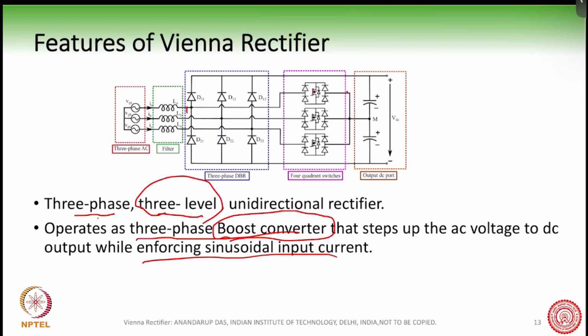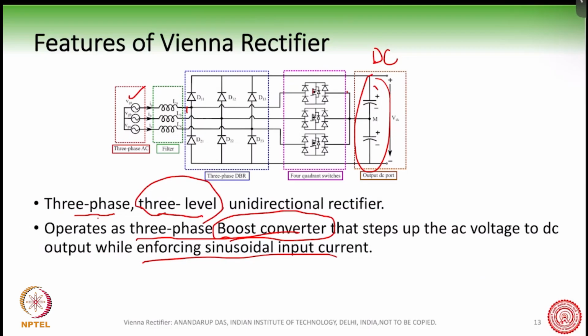This boost converter and buck converter is something very interesting to observe. You see, here is the DC link. This DC link is more than the peak of the AC voltage here. So what you see here is a boosting operation. That is how we have done the analysis.